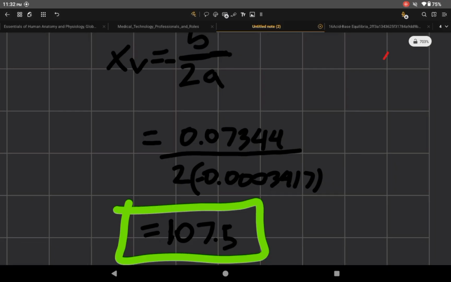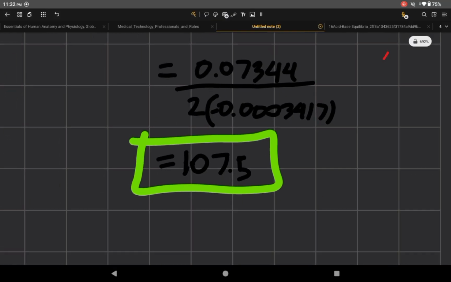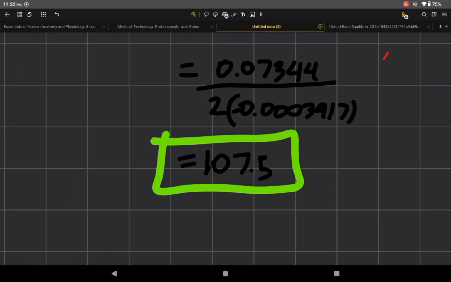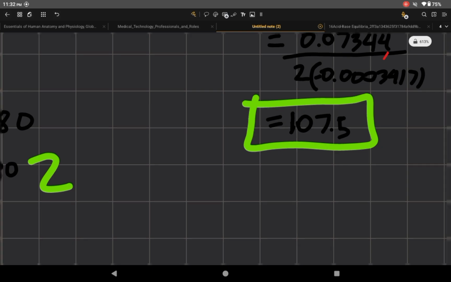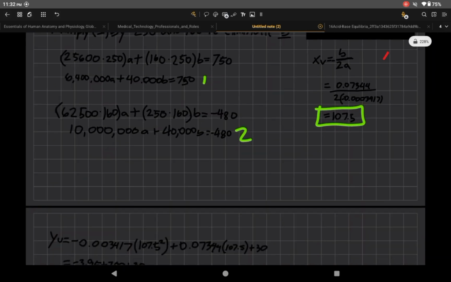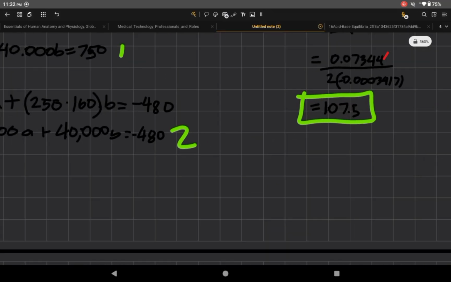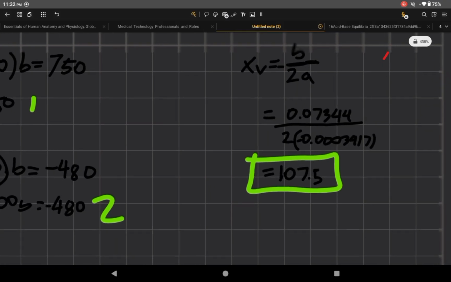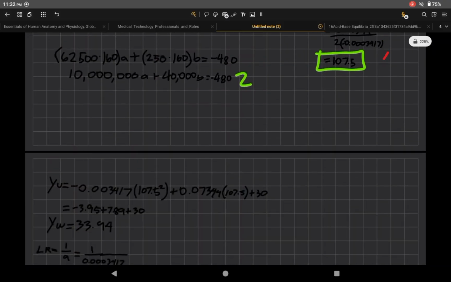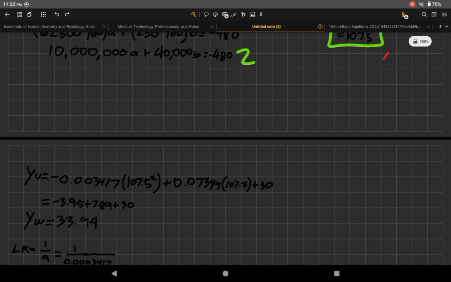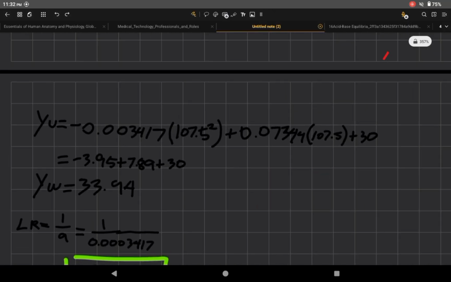So, we have 0.07344 over 2 times negative 0.003417. We will get 107.5. These are the x of the vertex of our parabola, which is 107.5. Next is atong kuhaon ang y, ang elevation sa parabola.